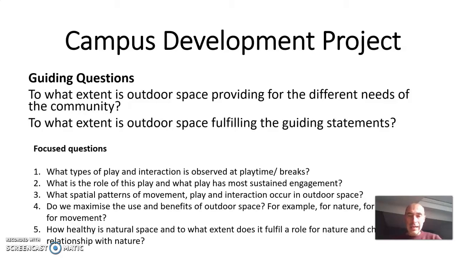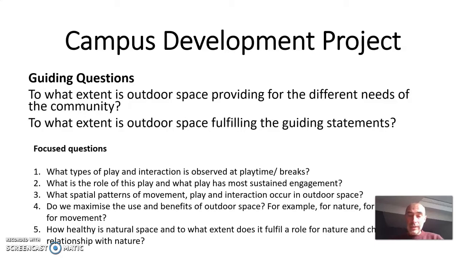We were interested in what types of play and interaction are observed at playtime and breaks across both primary and secondary. We were interested in what the role of this play was and what play has the most sustained engagement. So what types of play, and how effective is that play? How engaged are students in that?